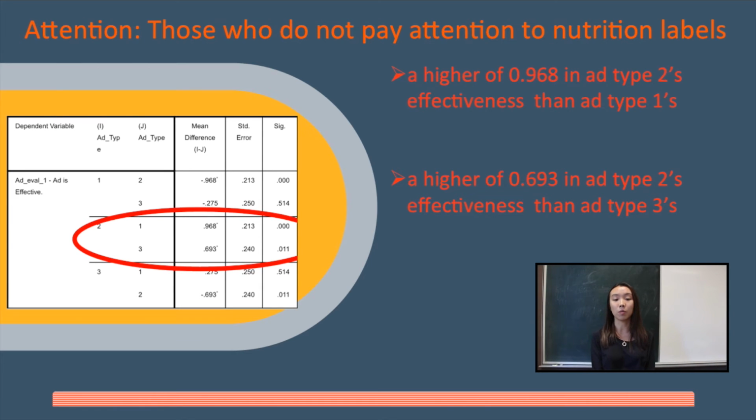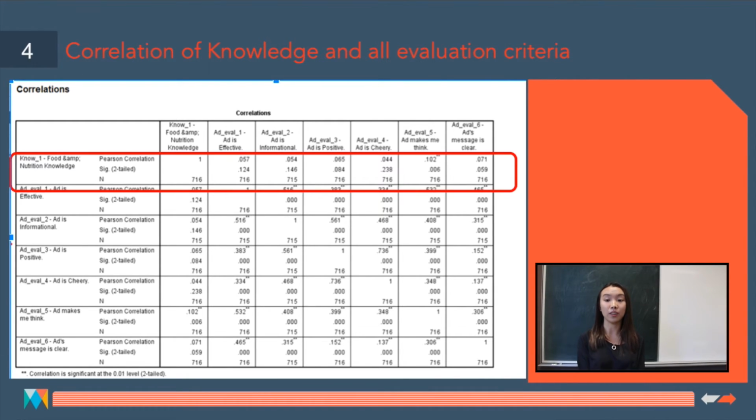The last demographic variable that we're going to test today is knowledge about food and nutrition. We have conducted a correlation for knowledge and the evaluative variables because knowledge is a scale variable. From the correlation table on the screen, the Pearson correlation figures for the evaluative variables are not greater than 0.2. Although significant results can be found for some of the evaluative variables, for example, ad makes me think, the Pearson correlation suggests a rather weak relationship, which can be deemed as no relationship at all.